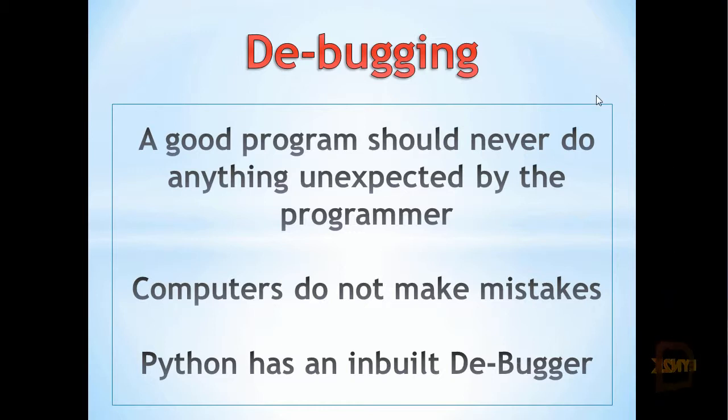Now, a good program should never do anything unexpected by the programmer. A good thing to remember is that computers do not make mistakes. By remembering this, if anything unexpected occurs, we can remember that we wrote it in. We can go back to our code and find out where it occurred. Python also has its own inbuilt debugger. This is useful to keep track of variables and find out where errors do occur.